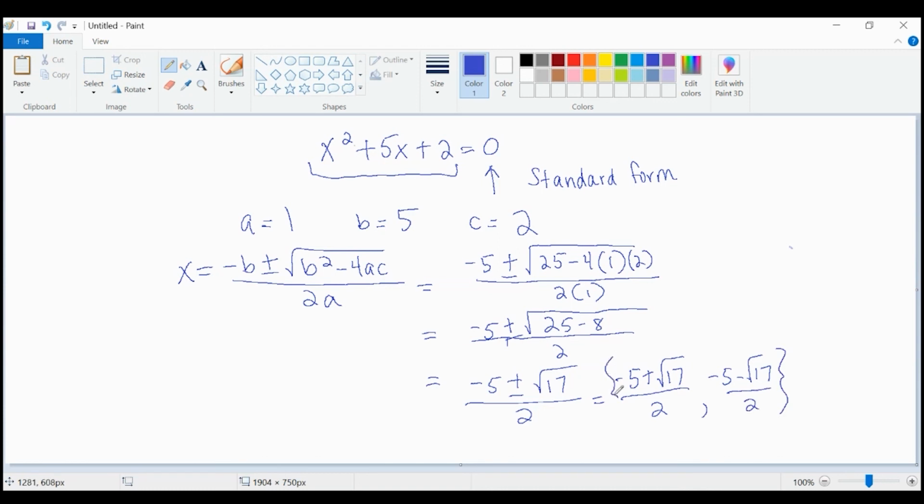But if you're asked to approximate these values instead, then you will need to use your calculator. And you will get negative 0.44 and negative 4.56. I hope you have enjoyed our video and will be walking around singing the quadratic formula in your head so that you will never forget.